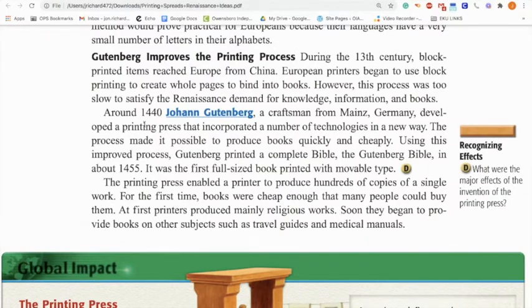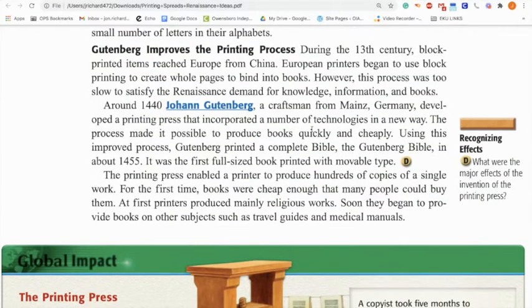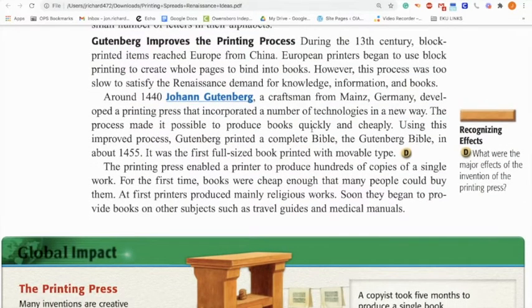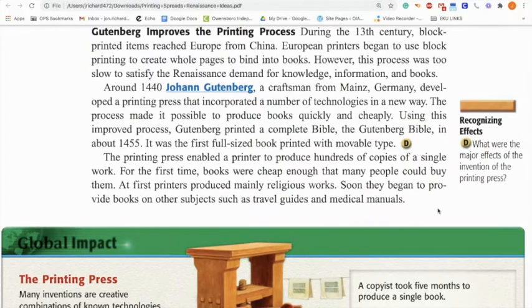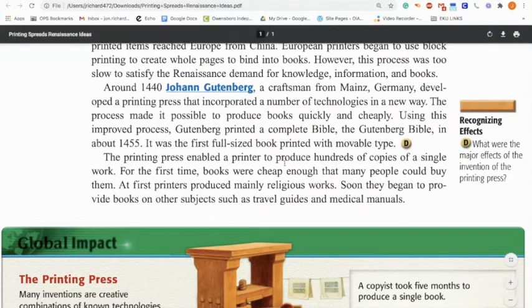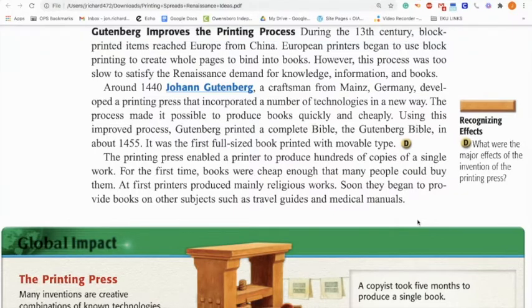So around 1440, Johann Gutenberg, a craftsman from Mainz, Germany, developed a printing press that incorporated a number of technologies in a new way. The process made it possible to produce books quickly and cheaply. Using this improved process, Gutenberg printed a complete Bible, the Gutenberg Bible, in about 1455. It was the first full-size book printed with movable type.